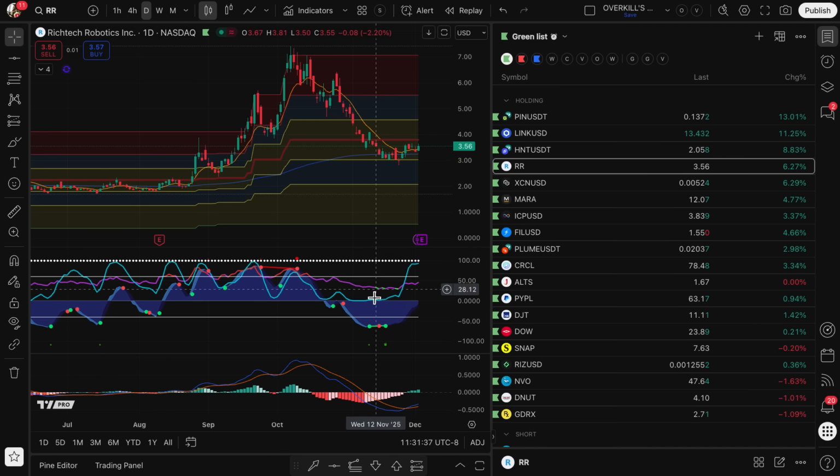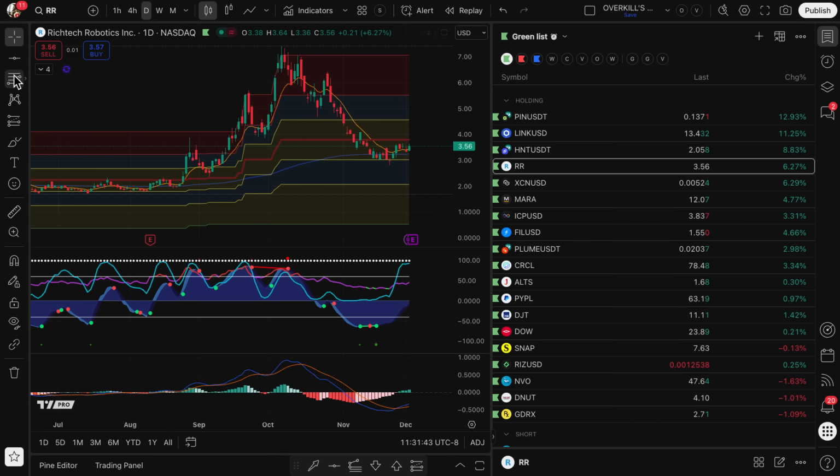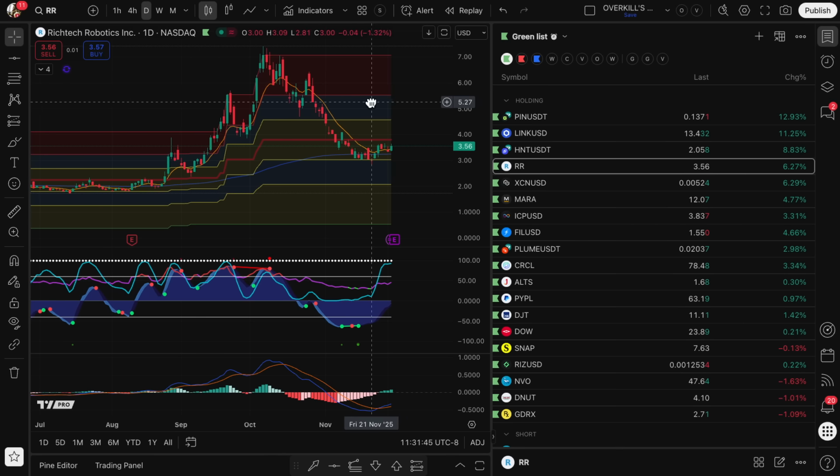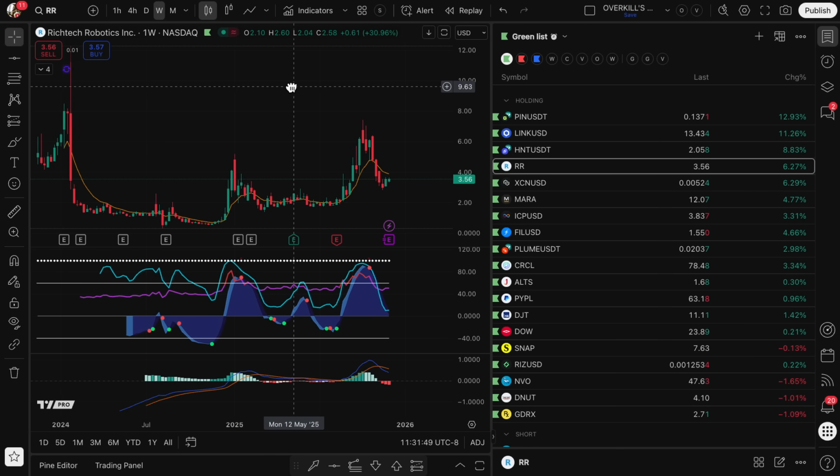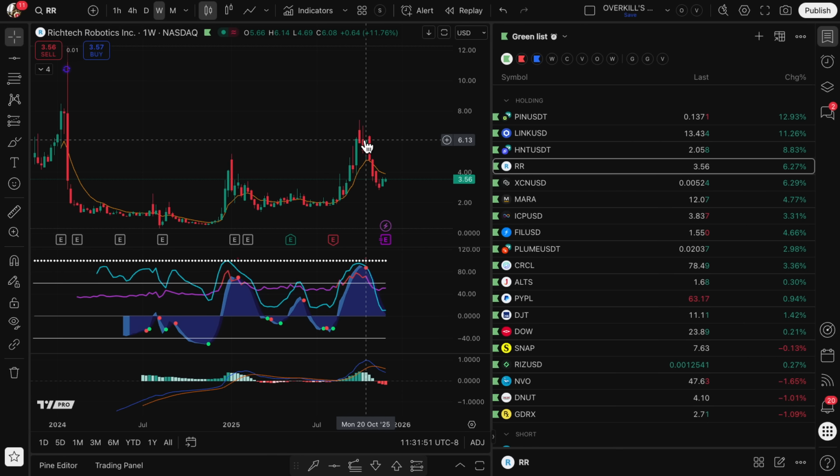Okay, the weekly is still up above here. I bought this one off the daily back here in November, around $3. I'm up a little bit on it, but I don't think this thing's going to break below 3. My first target's up here between 6 and 7. Again, it did give us a sell signal right there at around 6. It sold off to 3. That was a 50% drop.